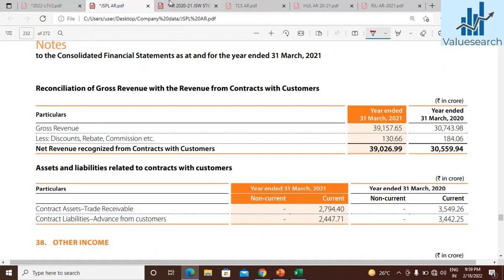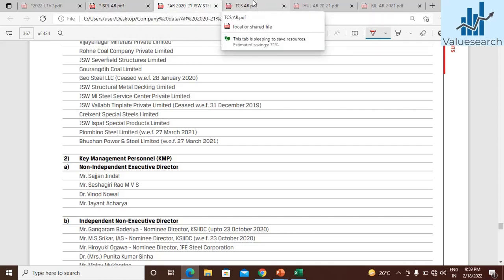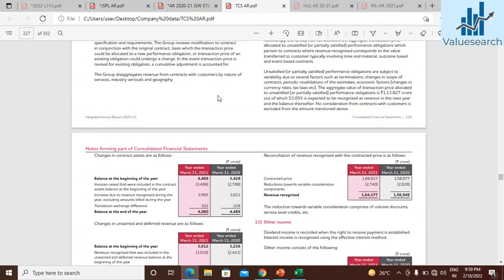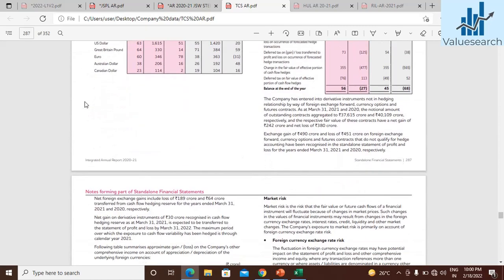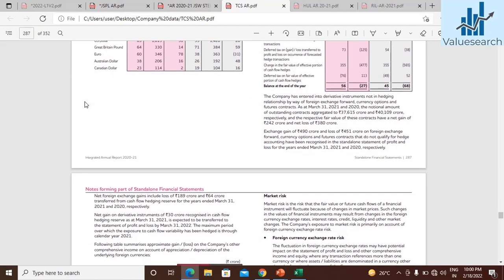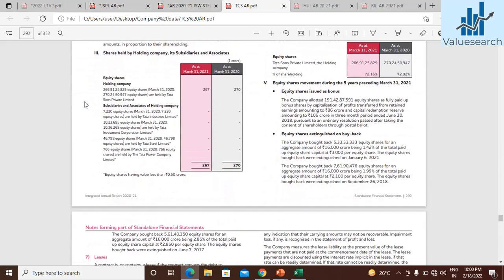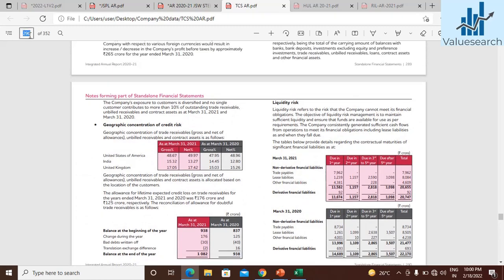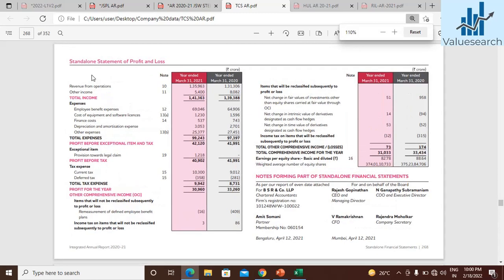So this was about JSPL and Jindal, and this was about JSPL and this was about JSW Steels. Similarly, we have also many other companies. This is TCS, Tata Consultancy Service. If you look at their standalone numbers, this is standalone statement of profit and loss.